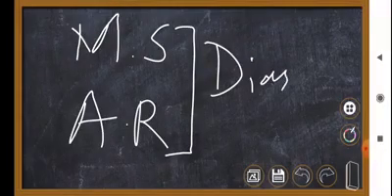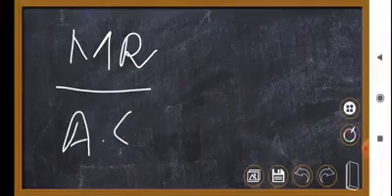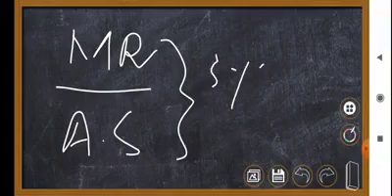The mitral stenosis murmur and aortic regurgitation murmur, both of these are diastolic murmurs. And similarly, the mitral regurgitation murmur and aortic stenosis murmur, both of these are systolic murmurs.